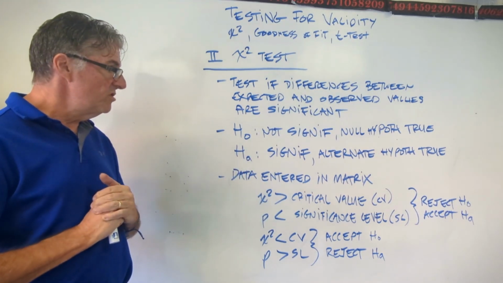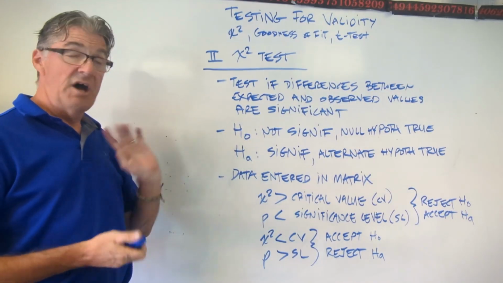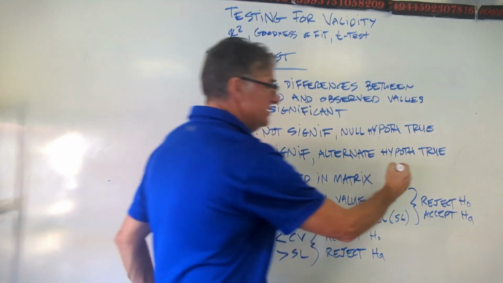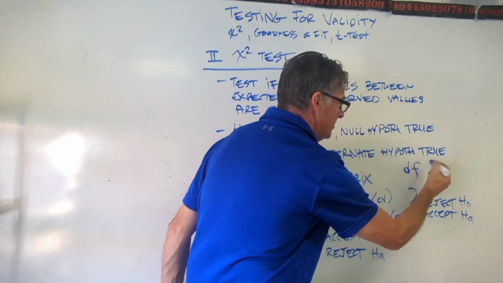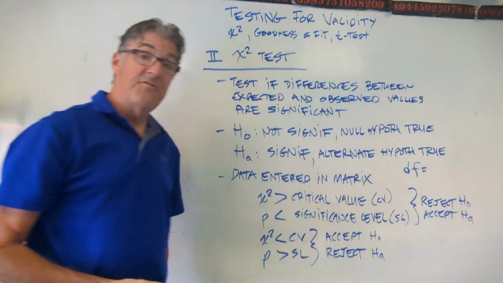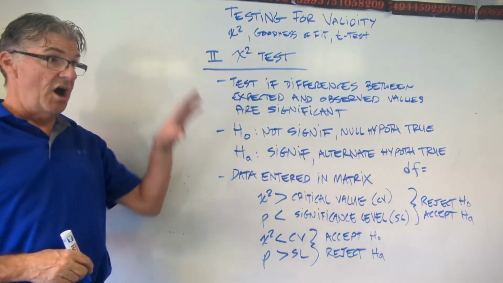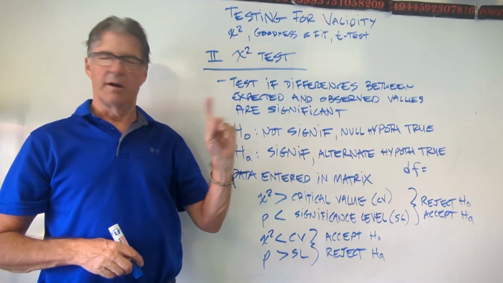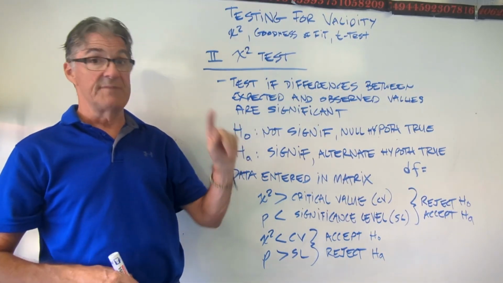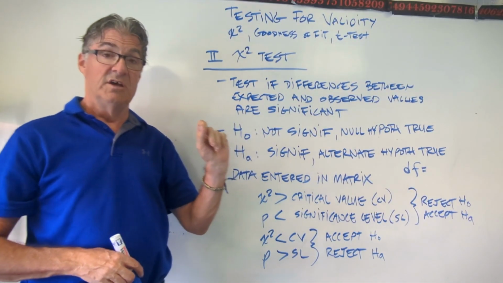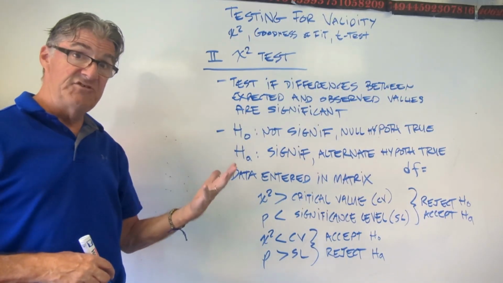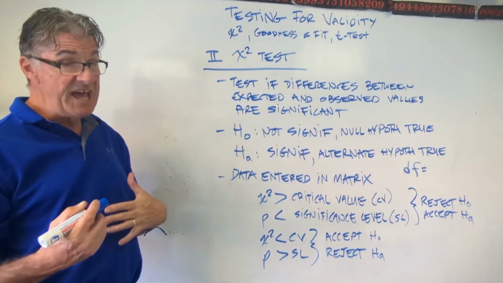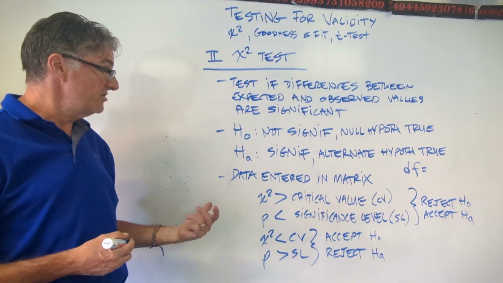So the one thing we do, we have a grid. You have to be able to find your degrees of freedom based on your grid. And remember, it's the number of rows minus 1 times the number of columns minus 1. So you multiply those two numbers, that gives you your degrees of freedom. And you're going to need to enter that into your chi-square calculation.